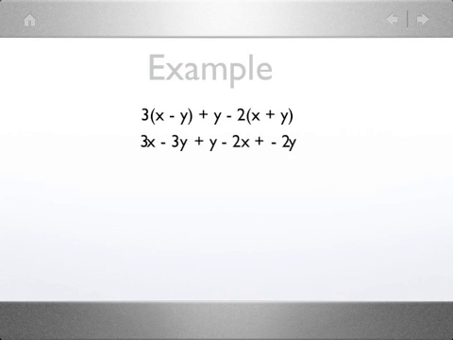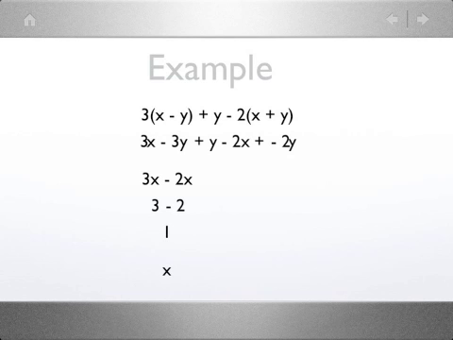So now I can see that I have some like terms. I have x's and y's. So since my first term is 3x, I'm going to combine my x's. So I have 3x minus 2x. So again, I need to look at the coefficients, which are 3 and a minus 2. And 3 minus 2 gives me 1. So that means I have 1x.